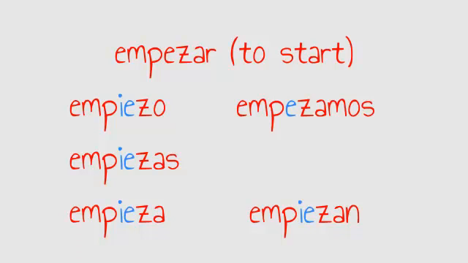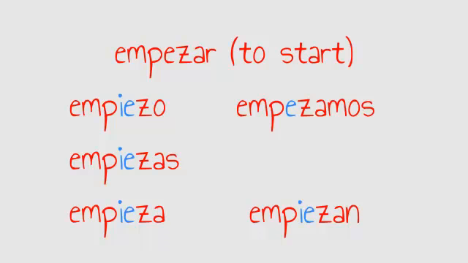Let's take a look and see how we pronounce these. The first word that we say, I start, empiezo. Repeat it, empiezo. Then we have the word you begin, empiezas. He begins, empieza. The nosotros form is empezamos. We'll take a look at that in more detail. And lastly, we have empiezan. Repeat, empiezan. So again, your conjugation is empiezo, empiezas, empieza, empezamos, empiezan.